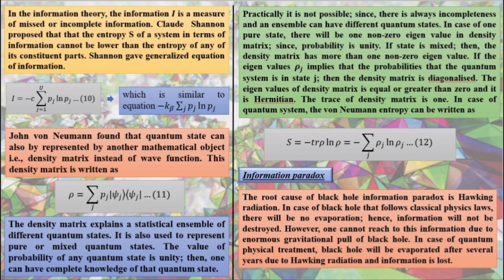Those who are interested in these concepts can read my preprint, that is solution of black hole information paradox in loop quantum gravity. I have explained all these terms in that preprint.